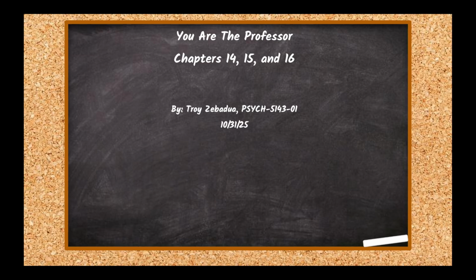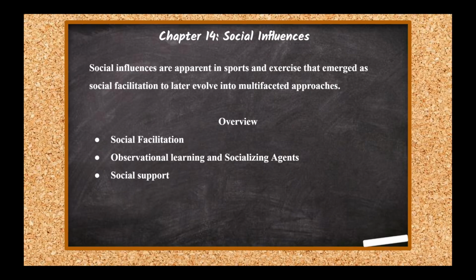the Psychological Dynamics of Sports and Exercise. To start with chapter 14, or Social Influences. To summarize, social influences are apparent in sports and exercise that later emerge as social facilitation to later evolve into multifaceted approaches. And a little overview of the terms are social facilitation, observational learning, and socializing agents. And finally, social support.